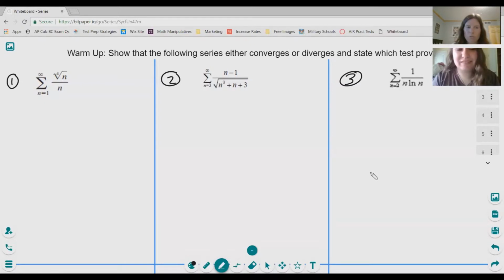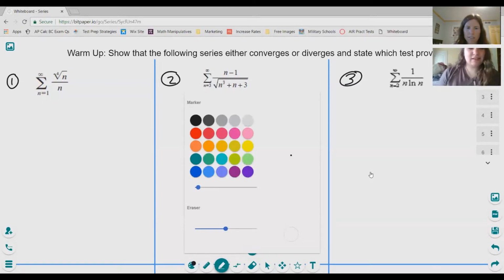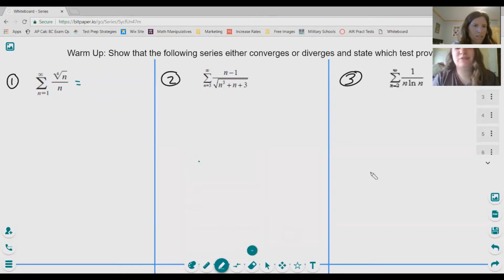Could you rewrite that series? N to the 1/4 over n. Yeah. Okay. Does that help at all? No. Can you simplify it anymore? Could you do n? Yeah.